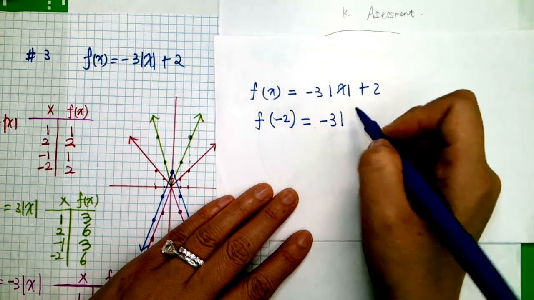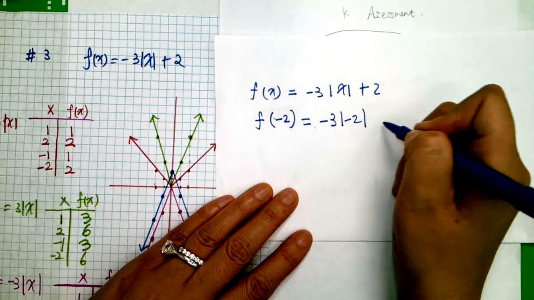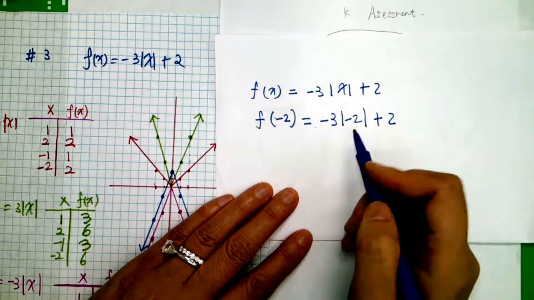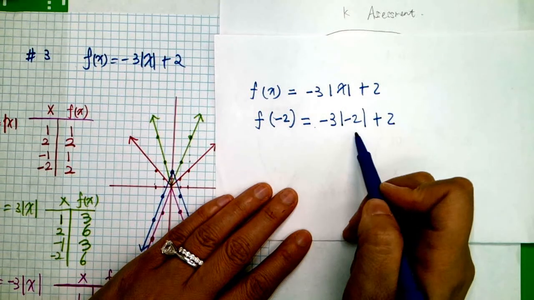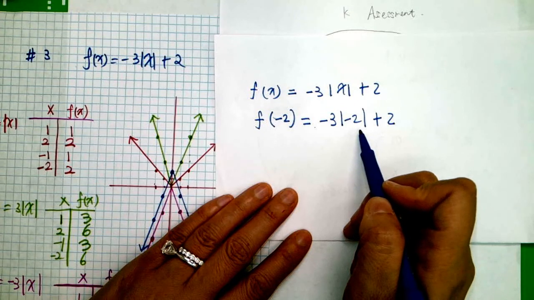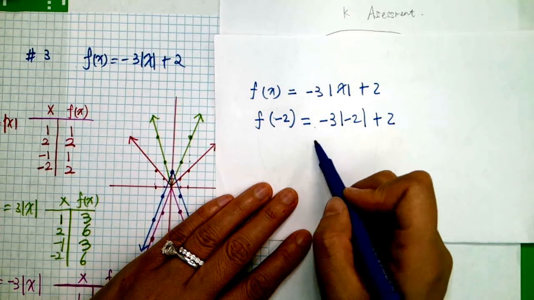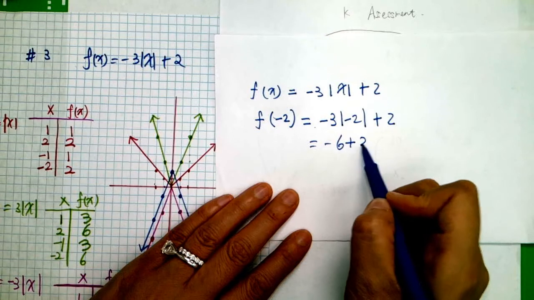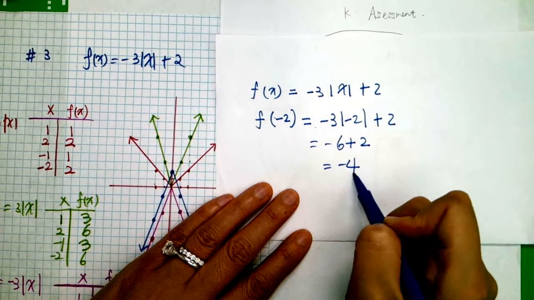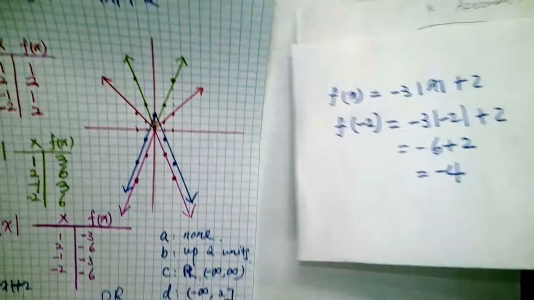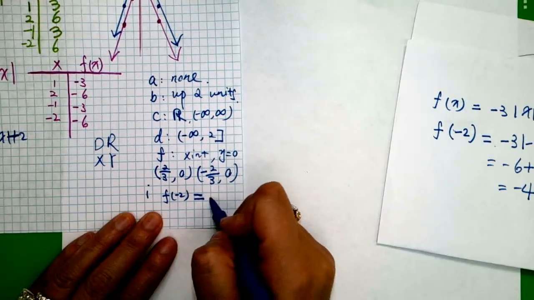So negative 3 times absolute value of negative 2 plus 2. Absolute value of negative 2 gives you positive 2. 2 times negative 3 gives you negative 6. Plus 2 gives you negative 4. And that is your answer for I. f of negative 2 equals negative 4.